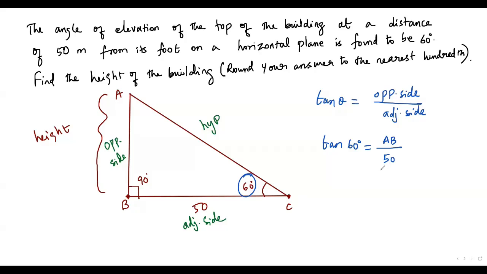Either from the trigonometric ratio table or the unit circle, we can get the value of tangent 60 degree, because 60 degree is a special angle. The value of tangent 60 degree from the trigonometric ratio table is square root of 3, which is equal to AB over 50. My aim is to find the length of AB. For that, I have to get rid of this denominator 50. So I multiply both sides by 50. So 50 will cancel out. I get AB equals 50 times square root of 3. I can multiply these two values using a calculator. Okay, let me do it.